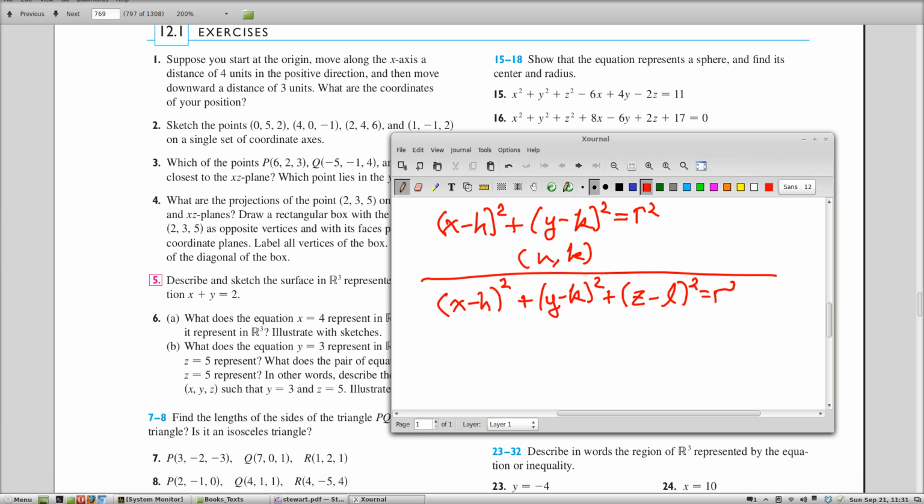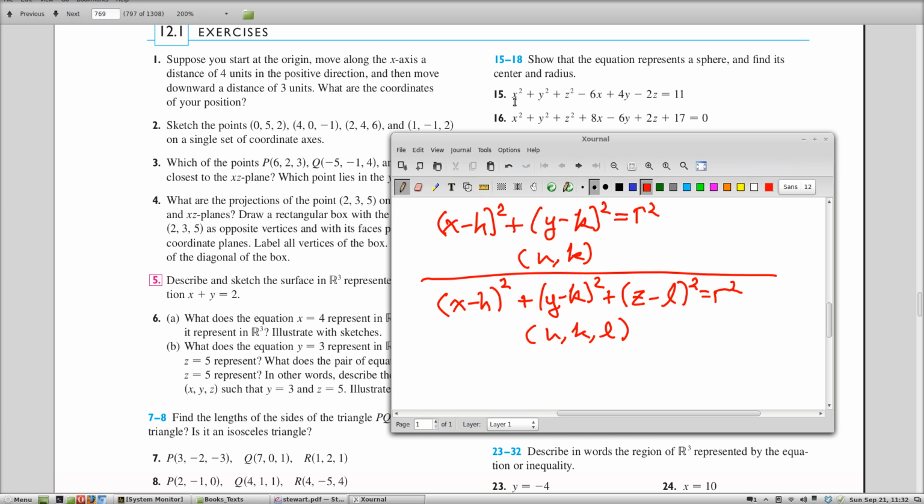So this is a sphere centered at h, k, l that has radius r. And what you have to do in, say, number 15 is just to complete the square. You may not have completed the square in a while, but you can read the Wikipedia article, and if you made it to Calculus 3, I'm sure you'll have no trouble doing the completion of the square algorithm.